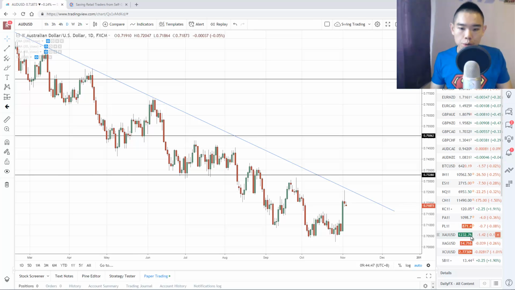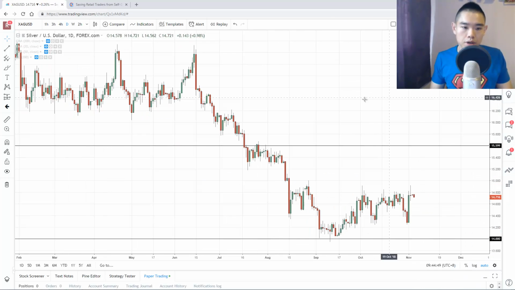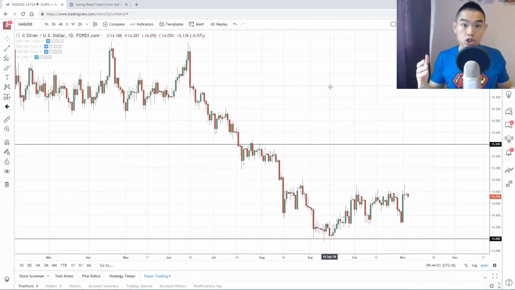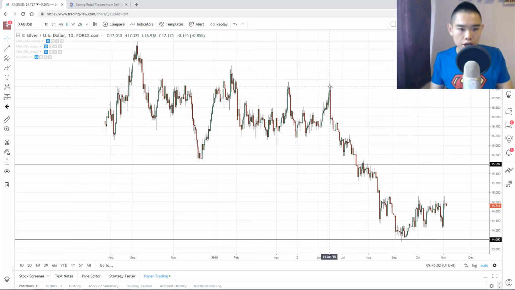Another market that I want to share with you is silver. So silver, at this point in time, the chart looks bearish. But I'm actually bullish. Why is that? So this is where multiple time frames come into play. So if you just pay attention and watch me zoom out the charts.